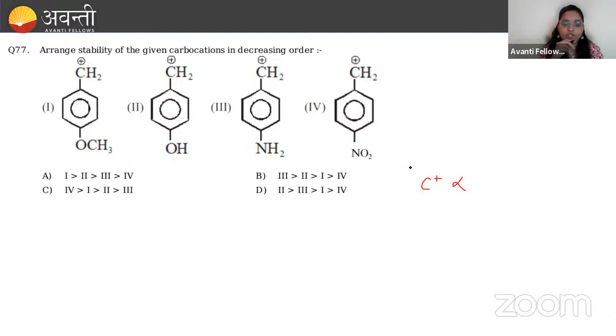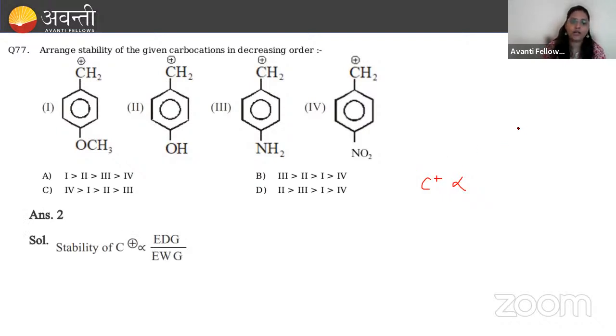So what do you think? Which will be the correct answer here? Yes. So here option 2. That is what? Third compound will be having more stability than the second compound, then first compound, and then fourth compound. Third compound में क्या है? हमारे पास NH2 है. NH2 is what? Electron donating. OH भी electron donating है, but not that much good electron donating as compared to NH2. Next is OCH3. It is also electron donating. Okay. Next is NO2. You know it is an electron withdrawing group.